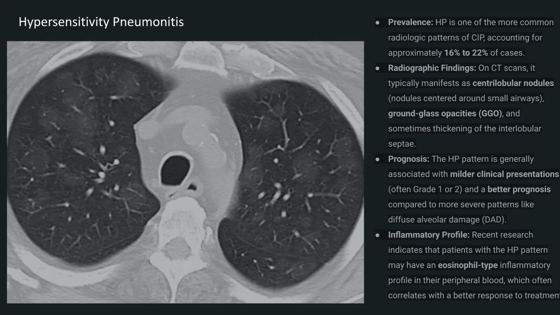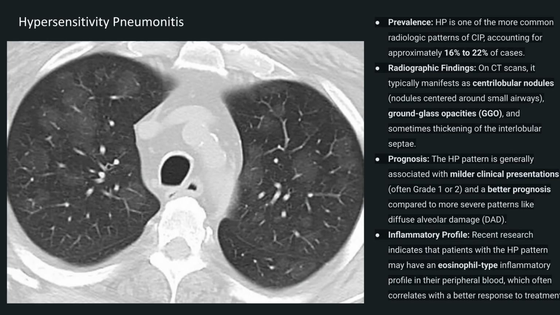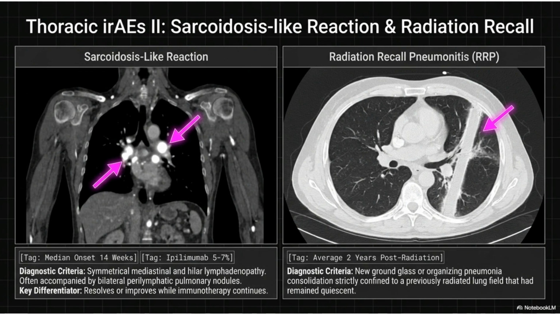Hypersensitivity pneumonitis, accounting for up to 22% of cases, typically presents as centrilobular nodules and ground glass opacities. This pattern is often associated with milder symptoms and a better prognosis. Other thoracic irAEs include sarcoidosis-like reactions marked by symmetrical mediastinal and hilar lymphadenopathy.